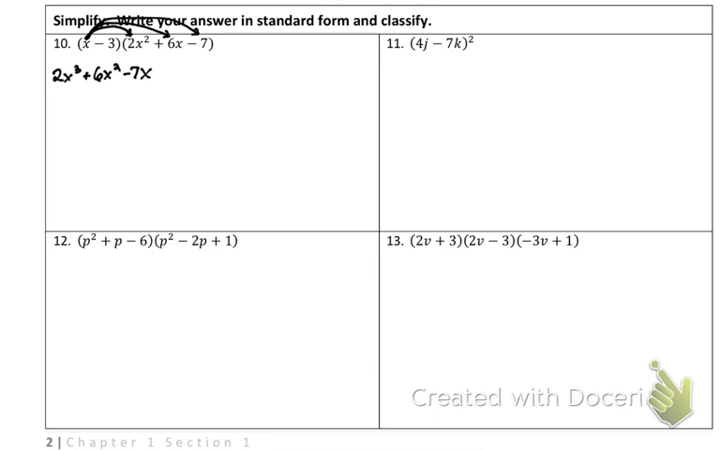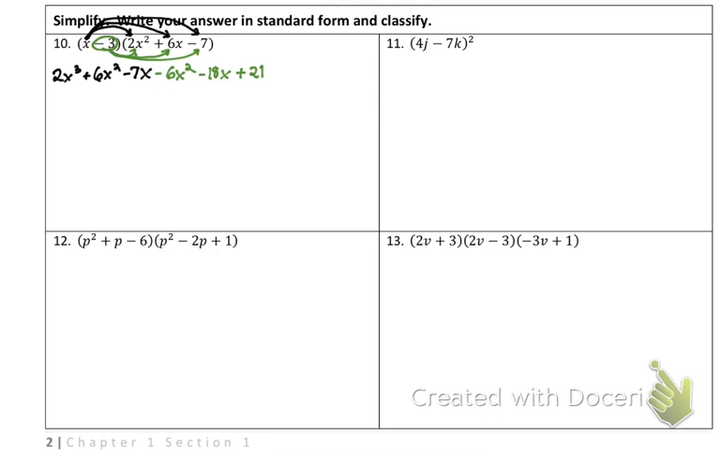Then I take that next term and I do the exact same thing. I most likely write it underneath. So I'll do that negative 3. It's negative 3 times 2x squared, which will give me a negative 6x squared. We'll have negative 3 times 6x, which is going to be a negative 18x. And finally, I have a negative 3 times a negative 7, which gives me a positive 21.